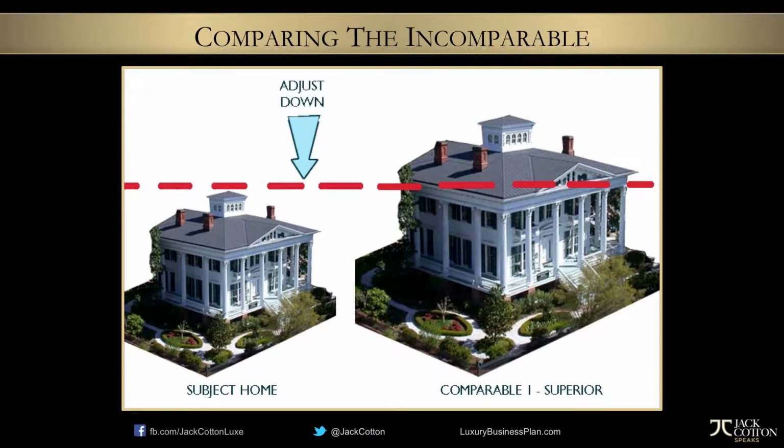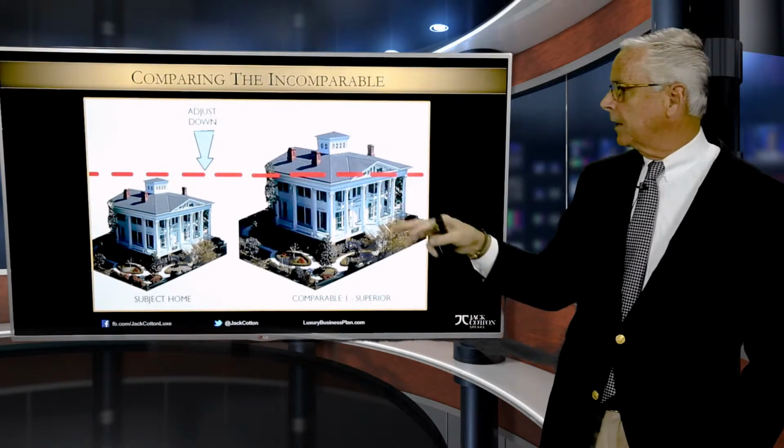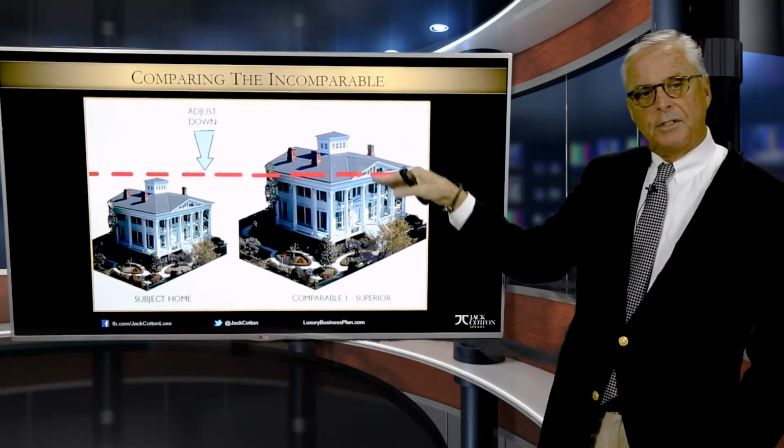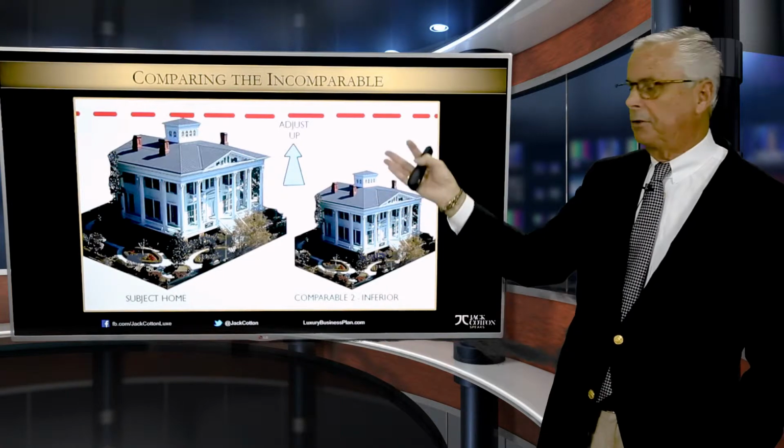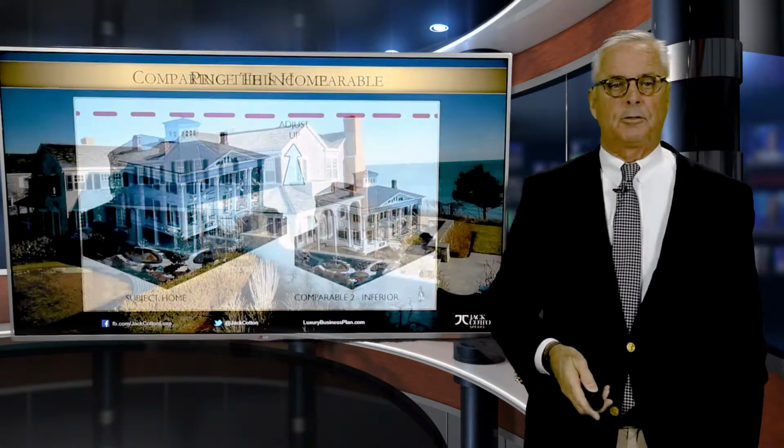The other important concept is that when we're doing a CMA on a property, the subject property, we always adjust the comps to be more like the subject. So if the comp is better, we bring it down to the one we're doing the CMA on. Conversely, if the comp is inferior, we adjust it up. We make a positive adjustment.